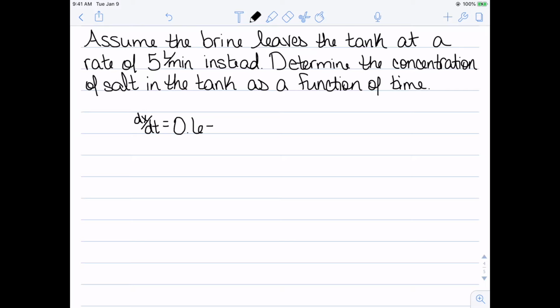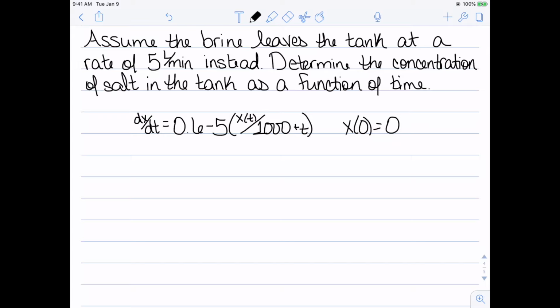The output rate looked at how fast it was leaving the tank, which is 5 liters per minute. It then multiplied by the function x, divided by the amount of water in the tank. But since the tank is not draining water as quickly as it's gaining water, this level is going to be consistently rising. So we get that the amount actually in the tank is 1,000 plus t. 1,000 for the initial amount, and then t because every minute we add 1 liter of water.